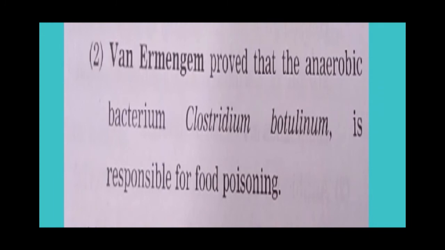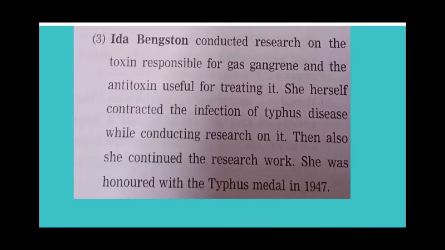Birmingham proved that the anaerobic bacteria Clostridium botulinum is responsible for food poisoning. Ida Bengtsson conducted research on the toxin responsible for gas gangrene, and the antitoxin useful for treating it. She herself contracted the infection of typhus disease while conducting research on it. Even then she continued the research work. She was honored with the Typhus Medal in 1947.